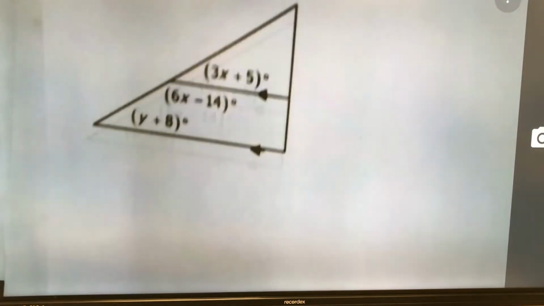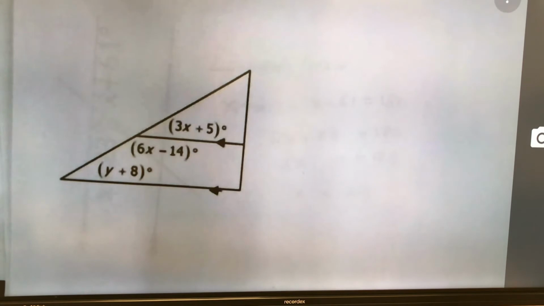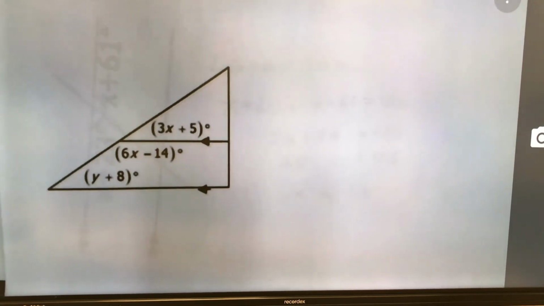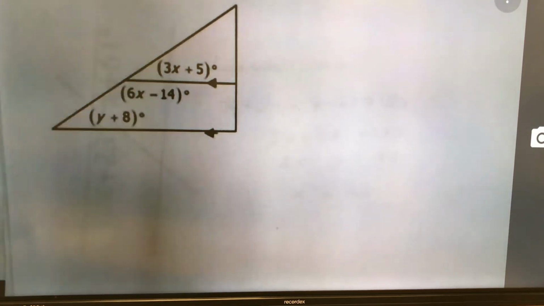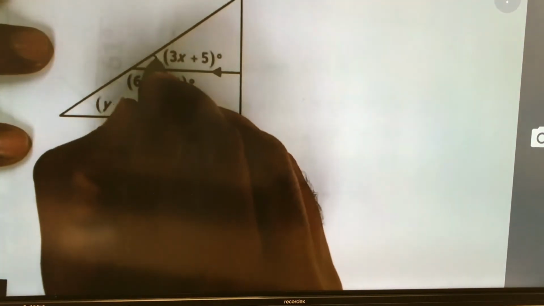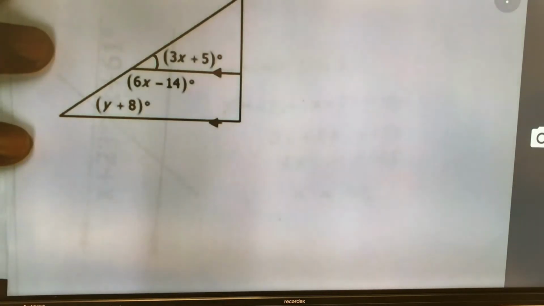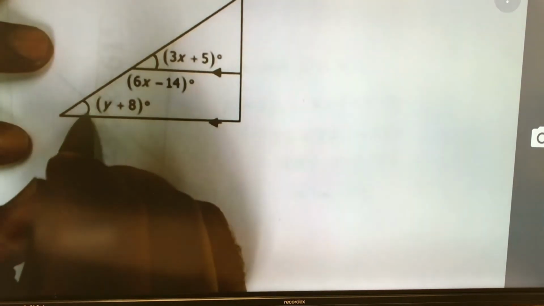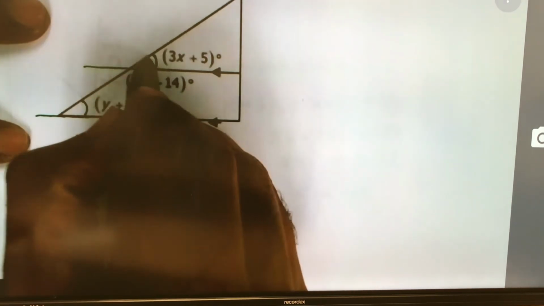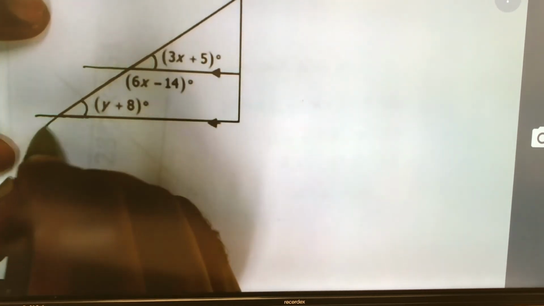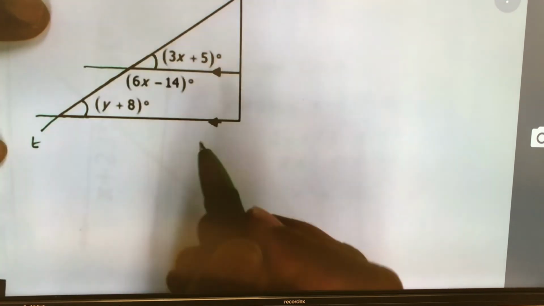Okay, here is the next question. So you need to find out the value of the variable. So there is more than one variable, so you need to set up a different equation to solve for those variables. Okay, so we have this angle given here, and this angle for y, and this is the parallel line, and this is the line that is cutting the parallel line. That means this will be the transversal line.